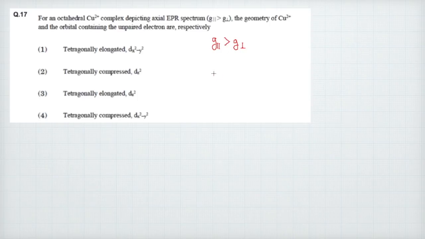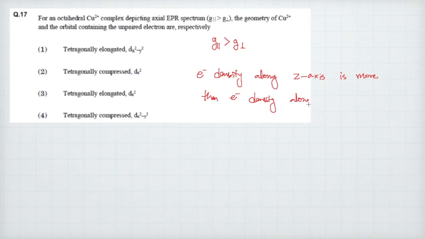What does that mean? It means that the electron density along the z axis is more than the electron density along the xy axis. If g parallel is more than g perpendicular, it means that in copper plus 2, which is a d9 species, you will have more electrons filled along the z axis than along the xy axis.